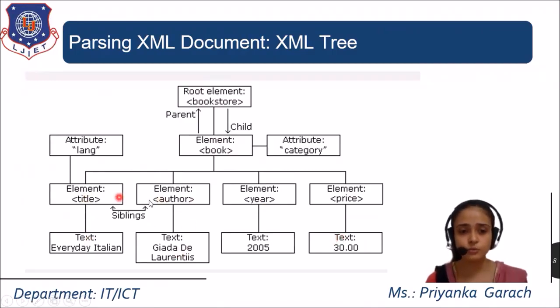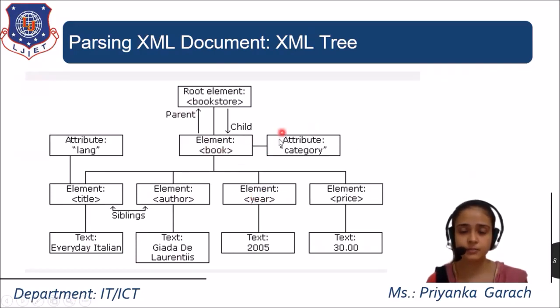So these two tags are from the same parent. These two tags are called sibling tags. For this text, the parent is this particular element. For this particular element, the parent is the root element. So for this, the parent is the root element and this is the child element. If we consider these two levels, then this is the parent element and this is the child element.